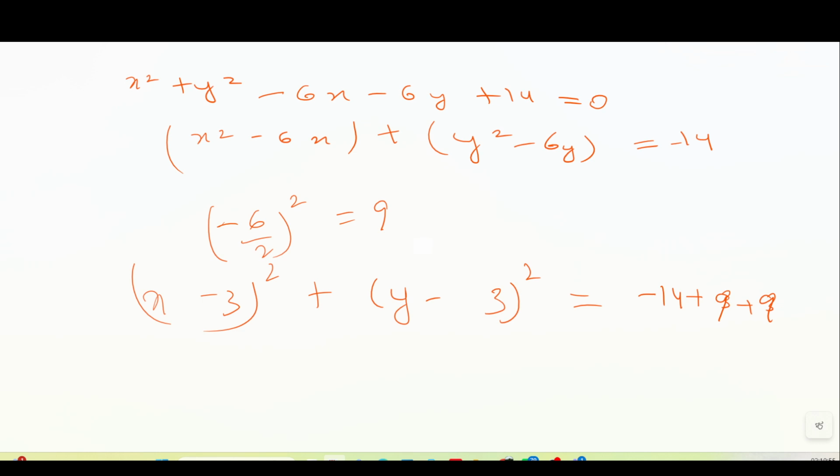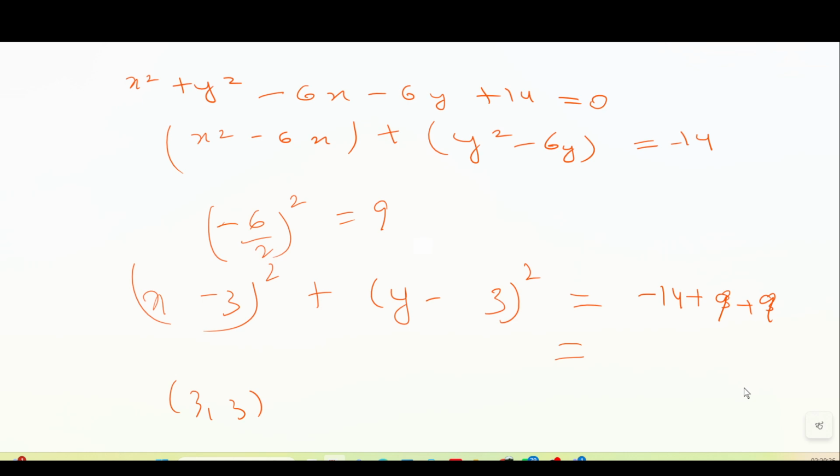Okay, so then we'd get 3, comma 3, and then the radius would just be 4.